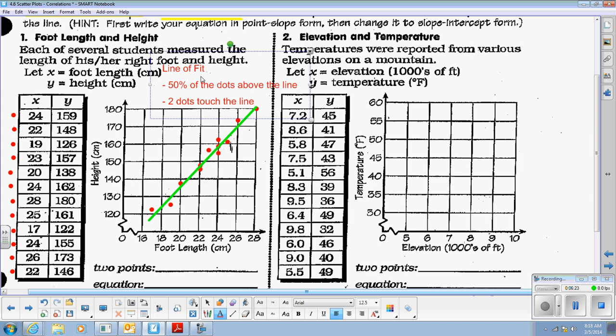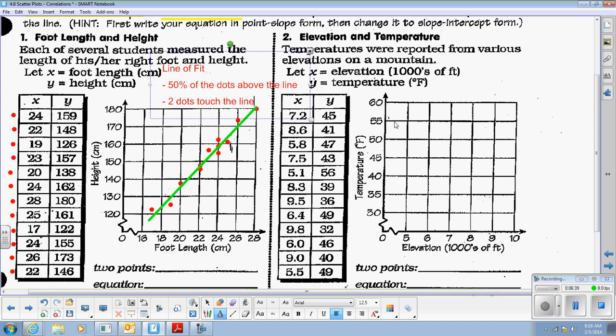So you might put a note on your paper. Line of fit, 50% of the dots above the line, which means 50% are also below. And you want 2 dots touching the line. All right, so at this point, if you think you know what you need to do, stop the video, finish off the graphs.